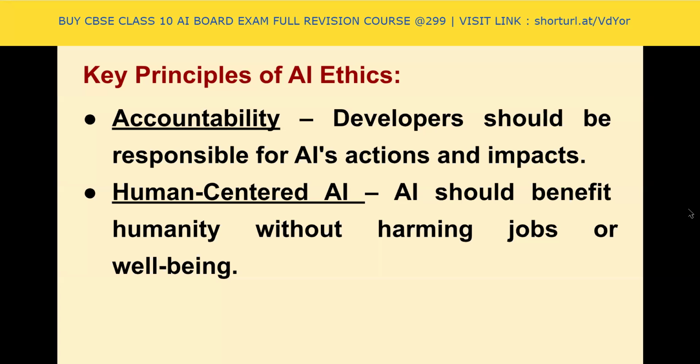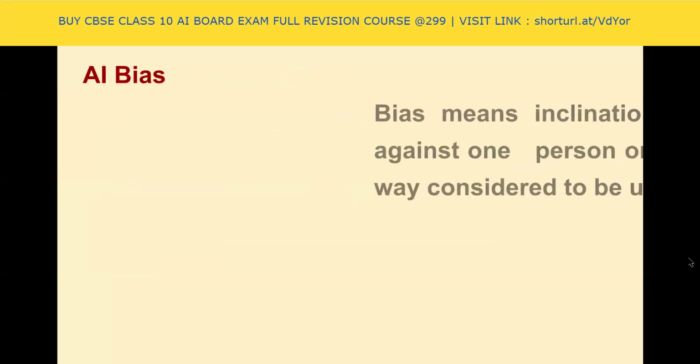Okay, so there should be accountability. If some actions are done by the AI, the developers should be accountable for those AI actions. Secondly, it should be human centered. Everything is done because the AI is there, but only human beings are doing this. So it's very important that it should be for the benefit of humanity. It's not like it is doing something which is harming people, their jobs, and their livelihood. So it should also be taken care of in the AI principles or ethics.